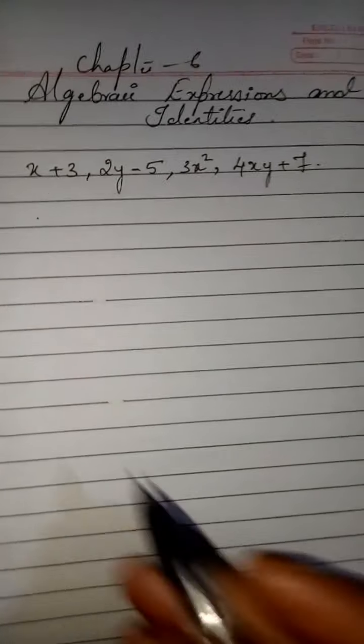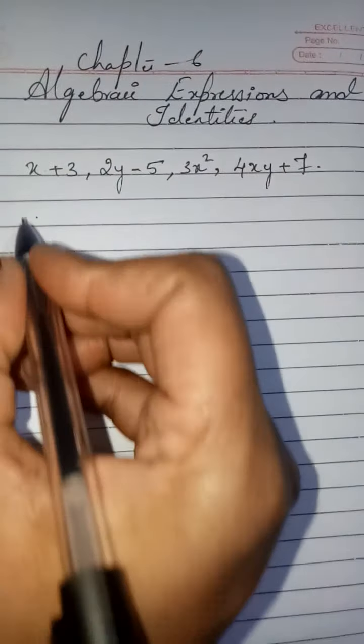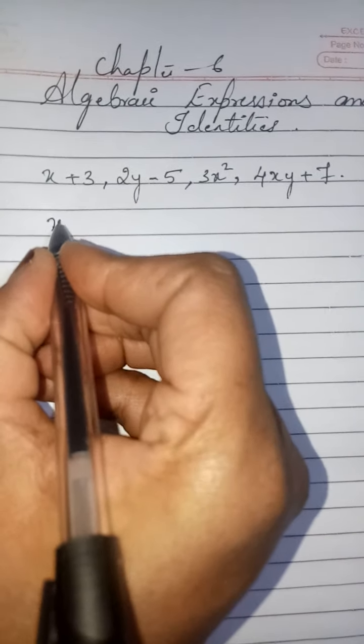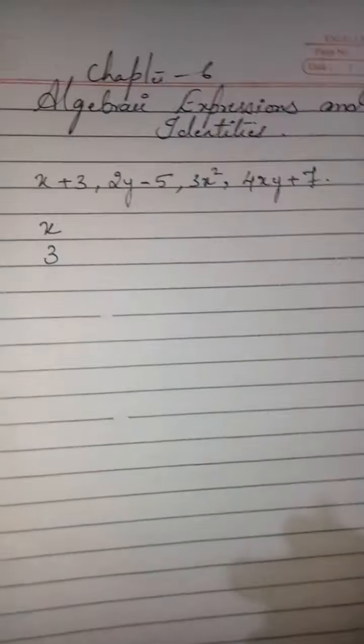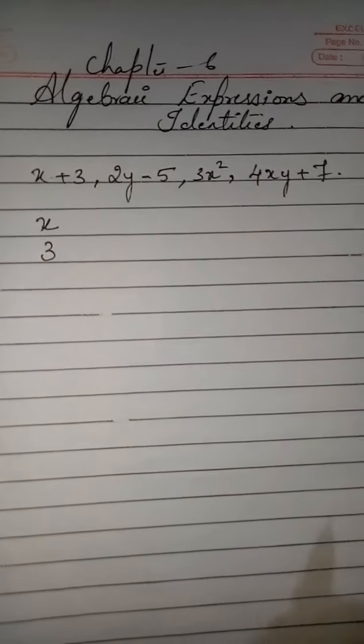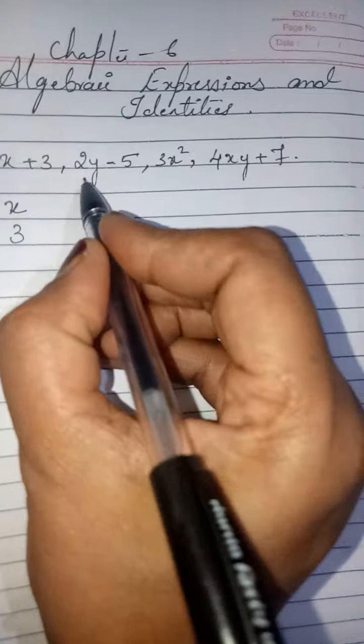So if you see here in x plus 3, which is the variable here? The variable is x, and what is 3 here? 3 is the constant. Okay, so let us see here in this example 2y minus 5. If you see 2y, here y is the variable and 2 and 5 are the constants. Okay, so these are called the variables and the constants. Because of this only we can make an algebraic expression.